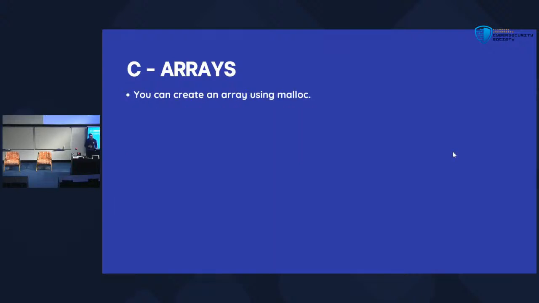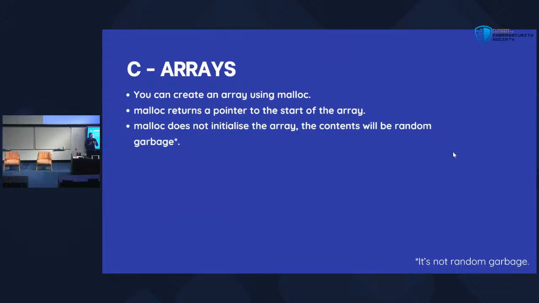But we can also create an array using something called malloc, which is a memory allocation. It returns a pointer to the start of the memory. Essentially, what malloc does is it just says, hey, you can fit an array in memory here. It doesn't do anything else. It doesn't initialize that data. That will just be random garbage in your array that you will have to clear yourself.